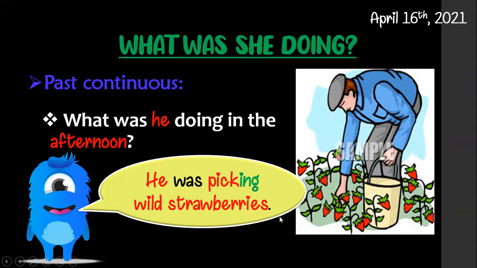But remember, in class you say, pick wild strawberries. But here in the answer it says, picking. So as you can see, we add to the verb the ing, and we say picking. He was picking wild strawberries.